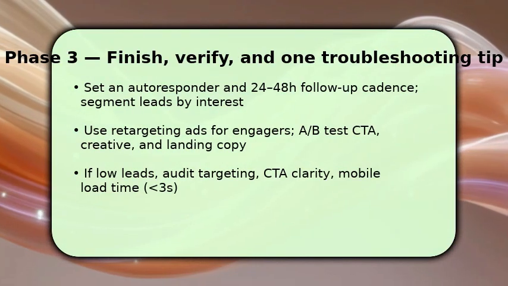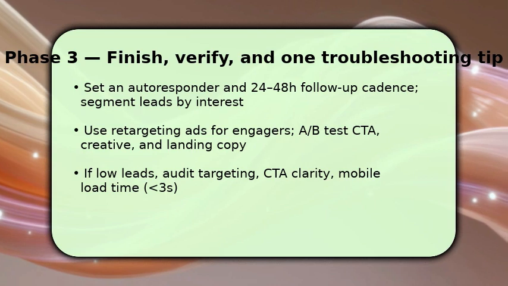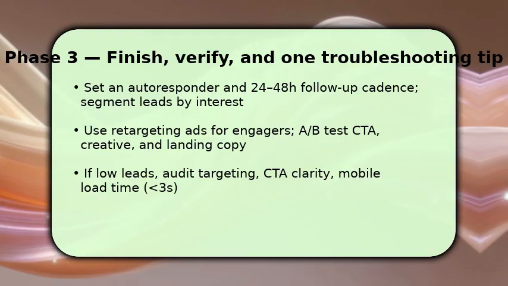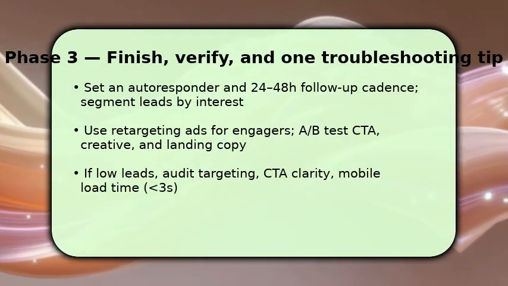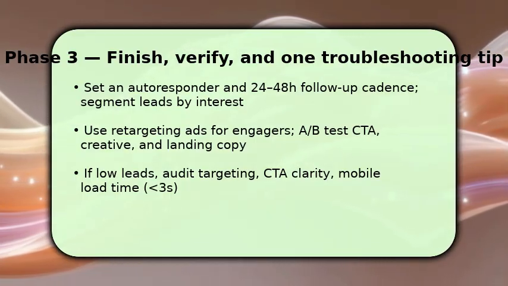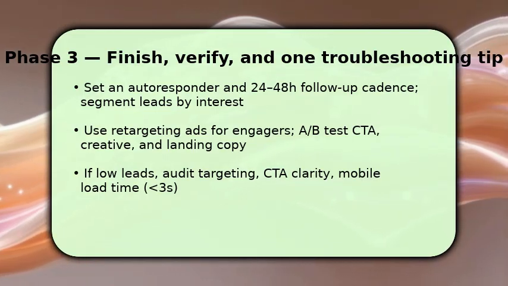Finish by turning leads into customers. Set an autoresponder and a 24 to 48 hour follow-up cadence, then segment new leads by interest so messaging stays relevant. Use simple retargeting ads on Instagram for people who engaged but didn't submit. A/B test CTA wording, creative, and landing copy to lift conversion rates.